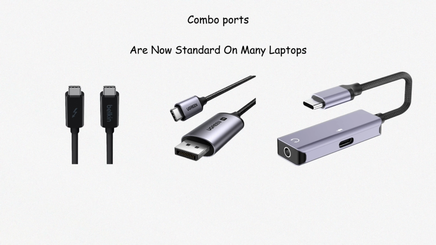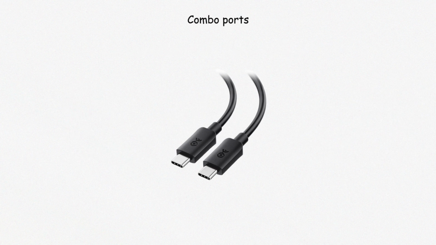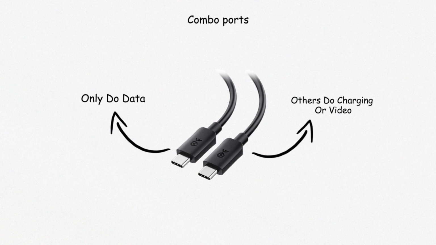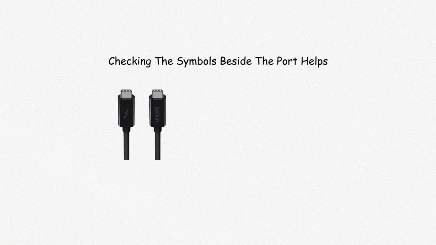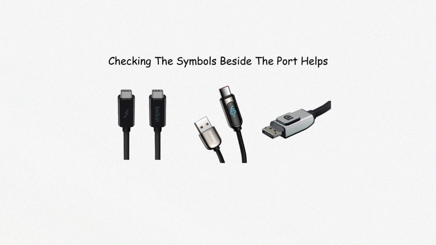Combo ports like USB-C with DisplayPort, Thunderbolt, charging, and audio in one connector are now standard on many laptops. They reduce the number of physical ports but require understanding compatibility. Not all USB-C ports are created equal. Some only do data, others do charging or video, and only a few do everything. Checking the symbols beside the port helps. A lightning bolt for Thunderbolt, a battery for charging, or a D for DisplayPort.